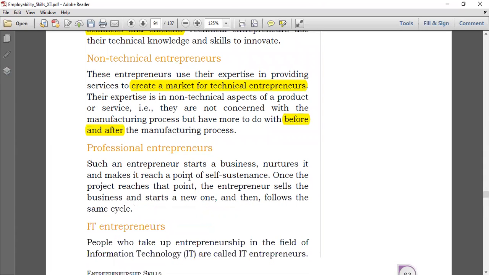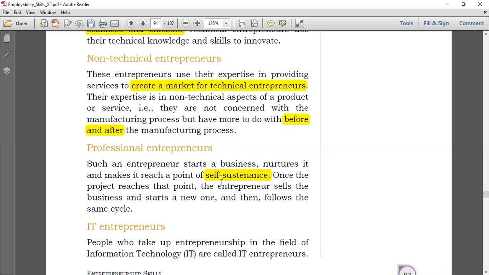Then we have professional entrepreneurs. They start a business, nurture it, and make it reach a point of self-sustenance. So basically, they are the ones who start the business, nurture it, and whatever they are doing is for self-sustenance, right? So they are basically getting profit for themselves only.